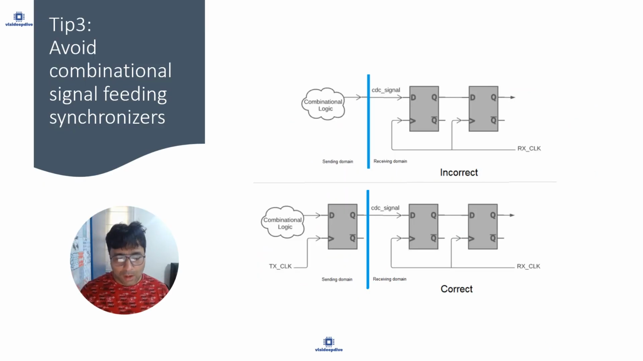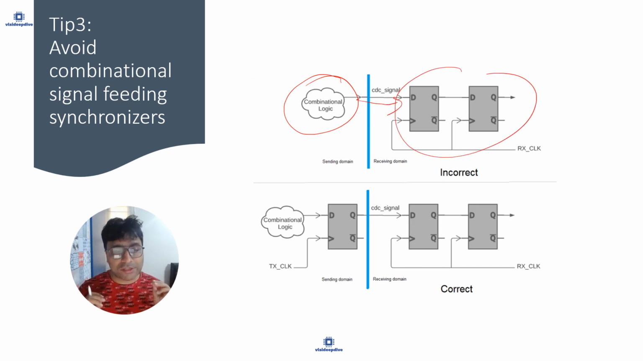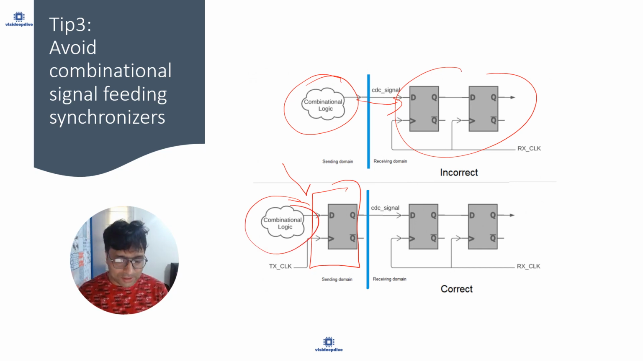Third tip, avoid combinational logic feeding the synchronizer. If you have combinational logic feeding the synchronizer, it can cause glitches in the design. And to avoid that, you add a flop first, tap that combinational logic output to the first flop in the same domain, and then feed it to the synchronizer.